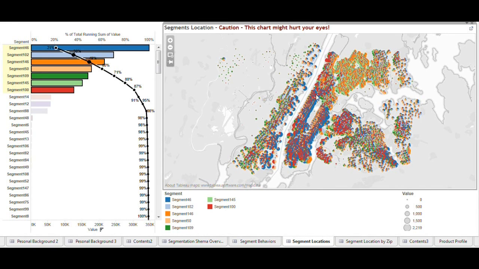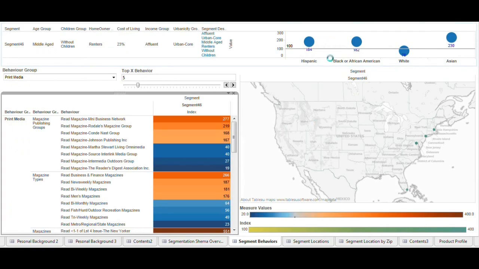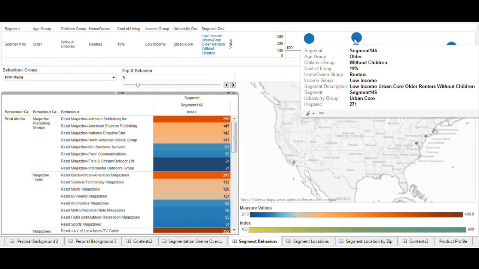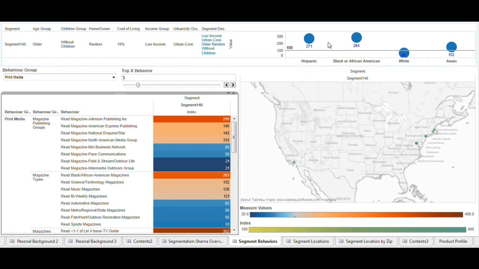Now let's look at another top segment in New York, and let's look at the area towards the north, which is not the nicest part of town, and the main segment there seems to be the yellow one, which is segment 146. Let's see who they are and what they like doing. So segment 146, they're older, without children, renters, have low income, and they index pretty high on being Hispanic and African American.